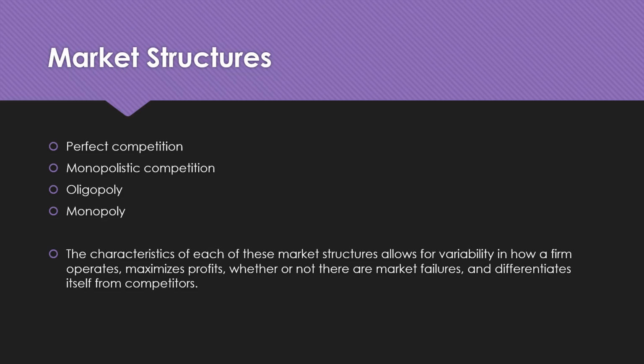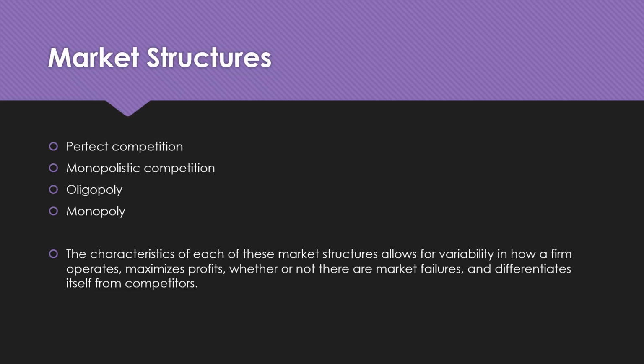So I'll preface this lecture by talking about the four major market structures that exist in our course. The first one is perfect competition. That's what we're going to be talking about in this lecture. There are three other market structures that we can discuss. The first one is monopolistic competition. The second one is oligopoly. And the last one is monopoly.